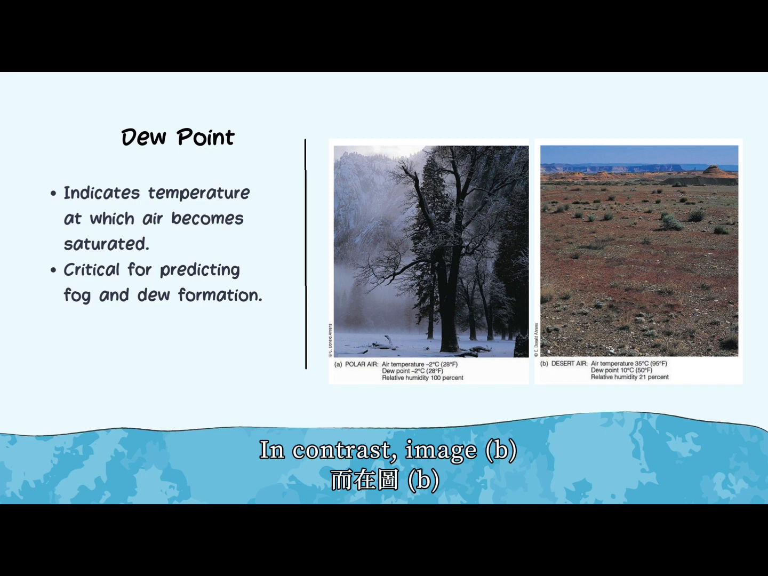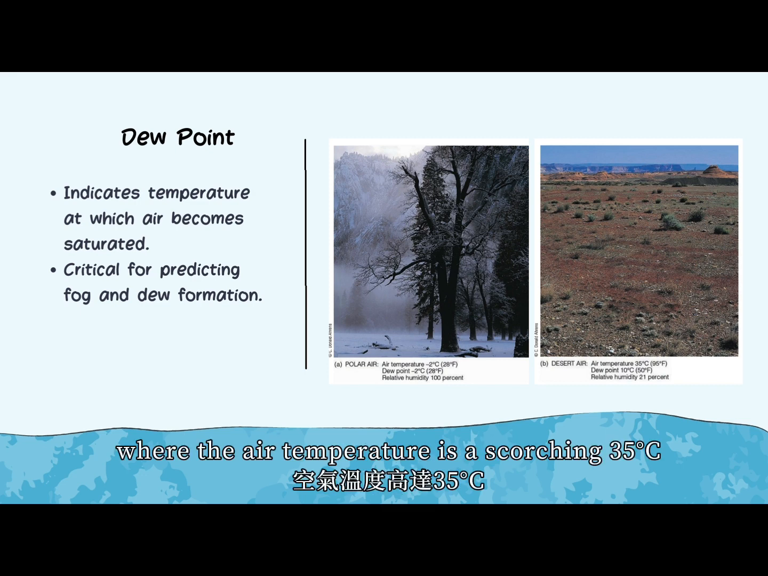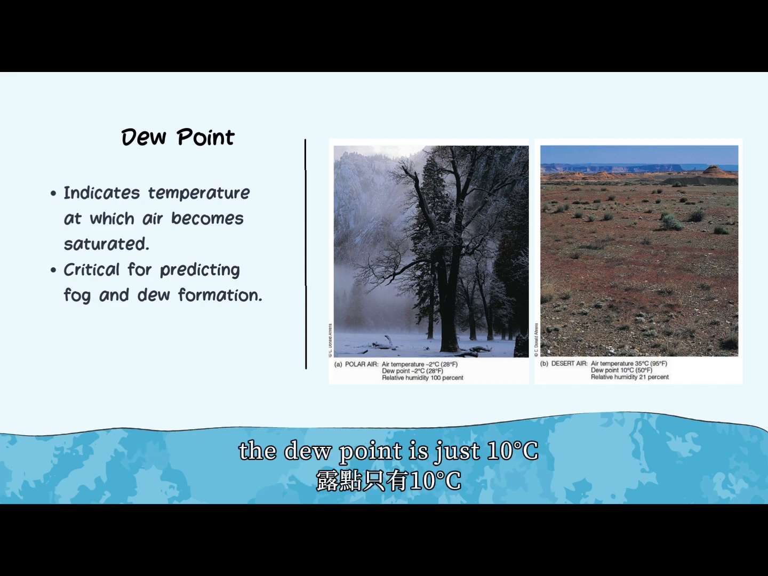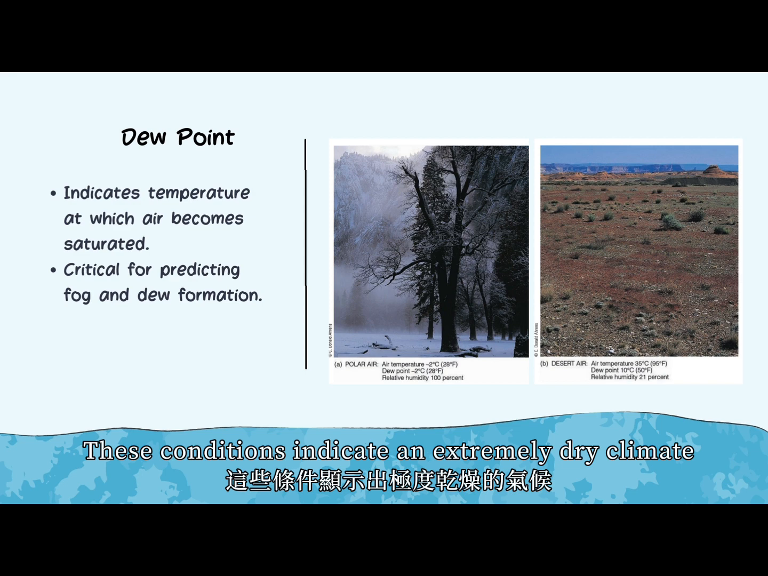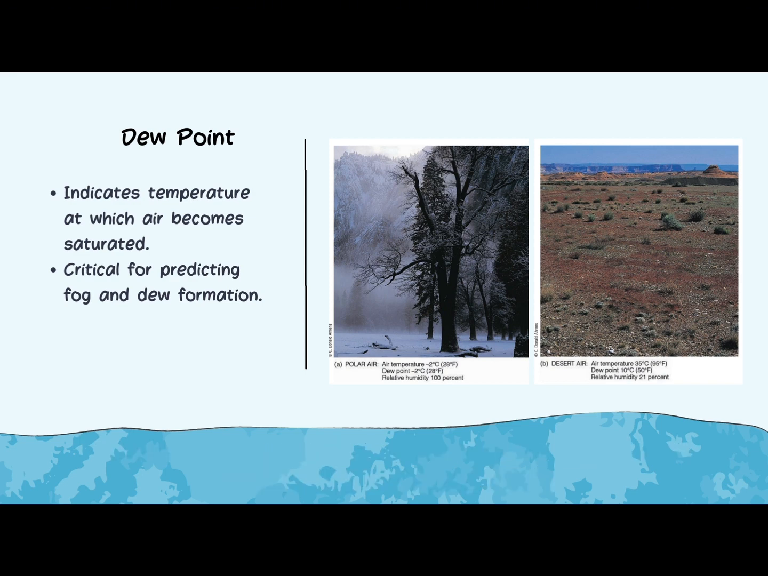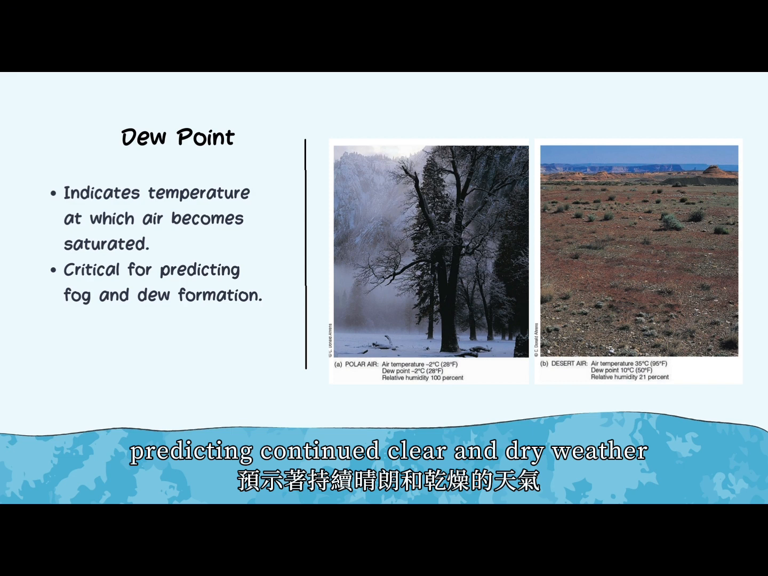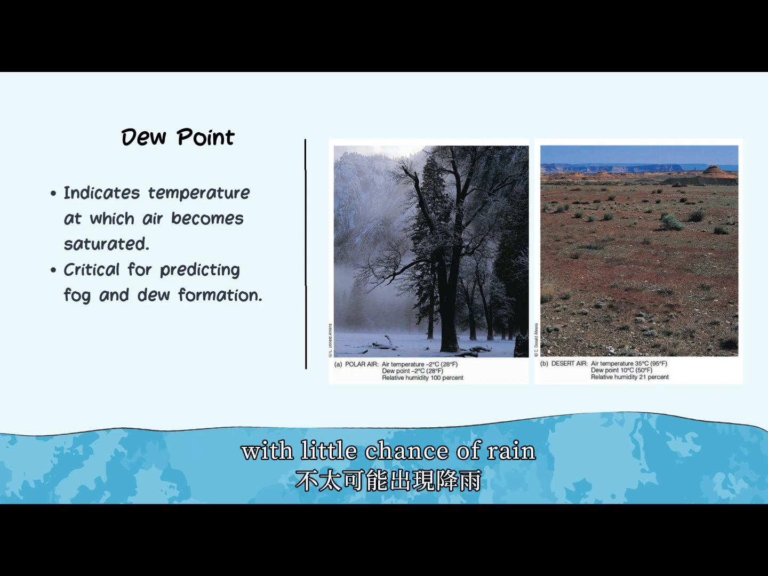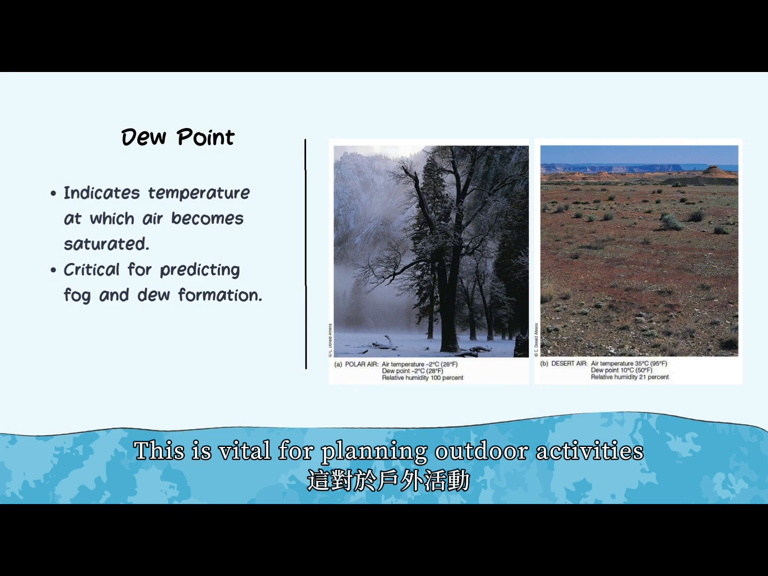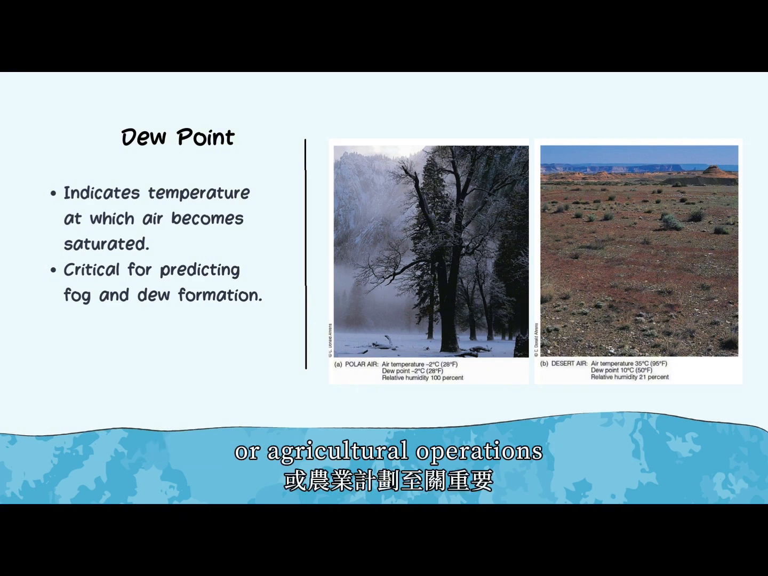In contrast, image B shows a desert setting where the air temperature is a scorching 35 degrees Celsius. The dew point is just 10 degrees Celsius and the relative humidity is 21%. These conditions indicate an extremely dry climate, predicting continued clear and dry weather, with little chance of rain. This is vital for planning outdoor activities or agriculture operations.